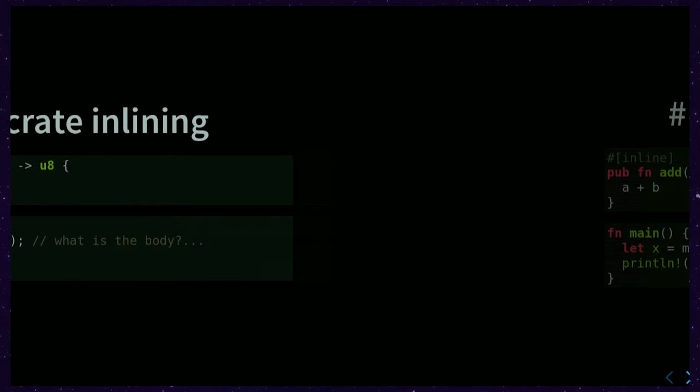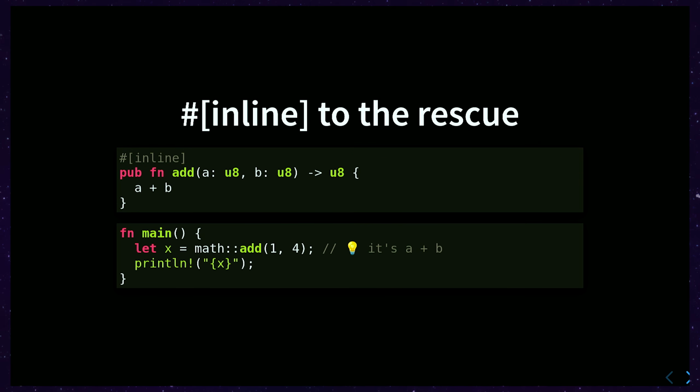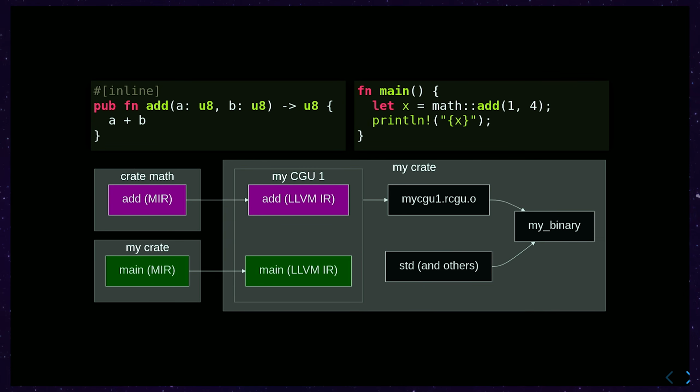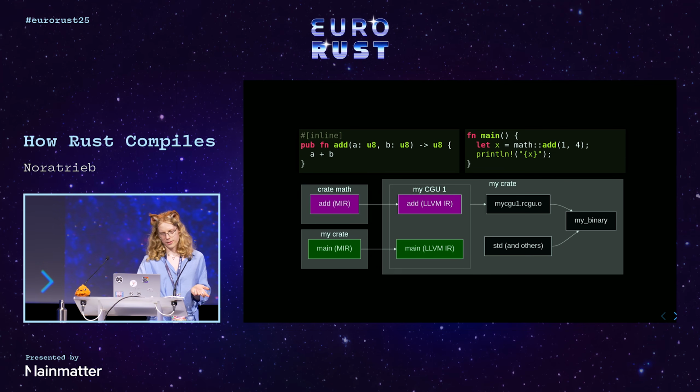So luckily, at least there's a manual fix for that, which is the inline attribute. If we add the inline attribute to our add function, we will be able to inline it, because what the inline attribute does is it basically pretends that the function is a generic function. So in the math crate, where the add function is defined, we just export the MIR and don't do any codegen. And then in the downstream crate, we compile it to LLVM-IR in the codegen unit where we need it. This means that if you have one function that's used in many different crates, every crate has to compile it itself, which is necessary to be able to inline the function in the respective crates. So if you have lots of these inline functions, it can really slow down your compile times.